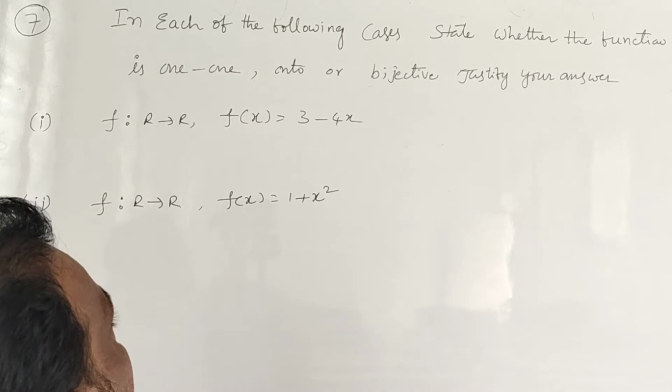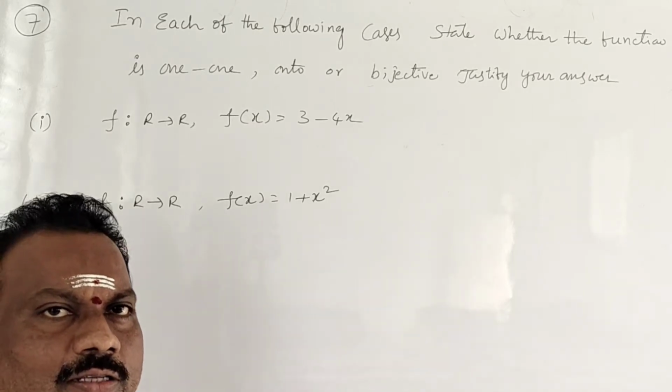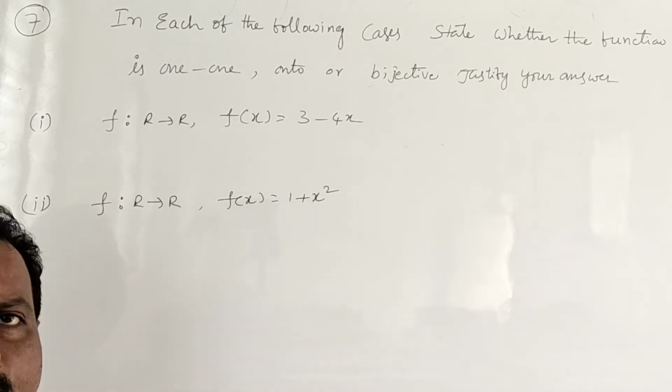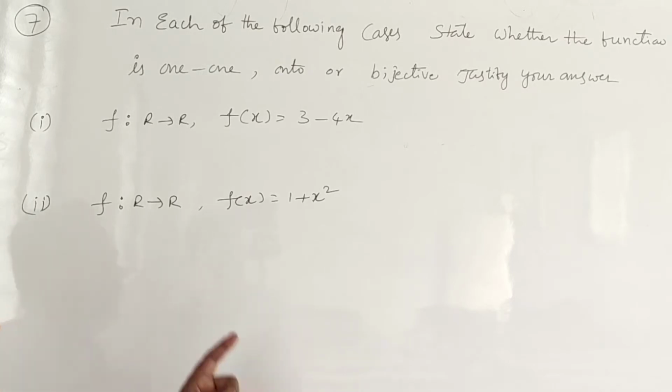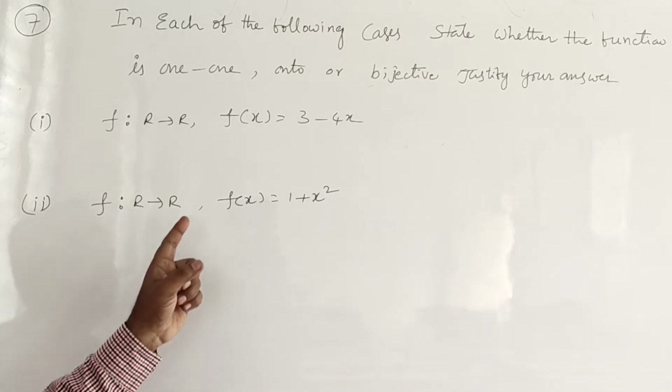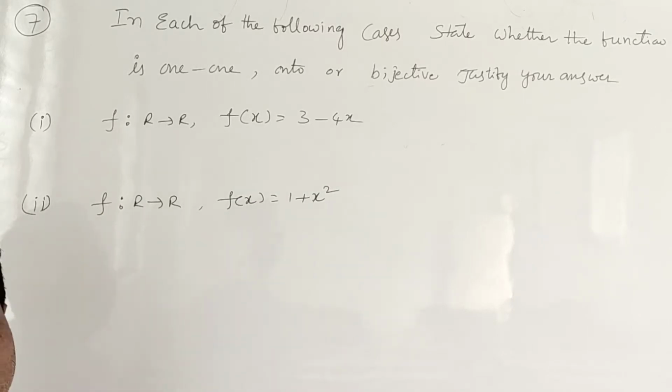Students, next question, it is also a very important question. In each of the following cases, state whether the function is one-one, onto or bijective. Justify your answer. So, here given f of x is equal to 3 minus 4x, f of x is equal to 1 plus x square.